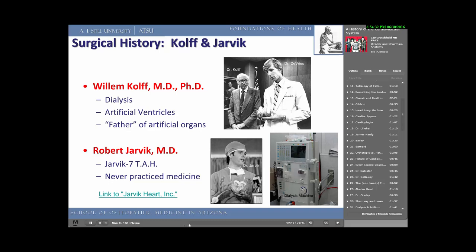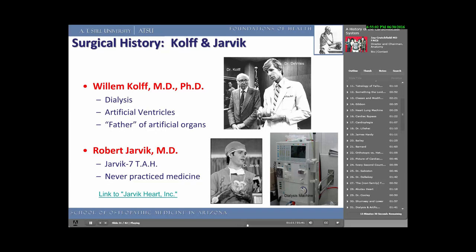Well, Dr. William Kolff, who is an MD PhD at the University of Utah, known as the father of artificial organs, actually is given credit for inventing a dialysis machine. He also introduced artificial ventricles and, combined with Dr. Robert Jarvik, invented the Jarvik 7 total artificial heart. Dr. Jarvik, however, was always a research physician and never practiced medicine. Today, he creates the heart under the, quote, Jarvik heart name.